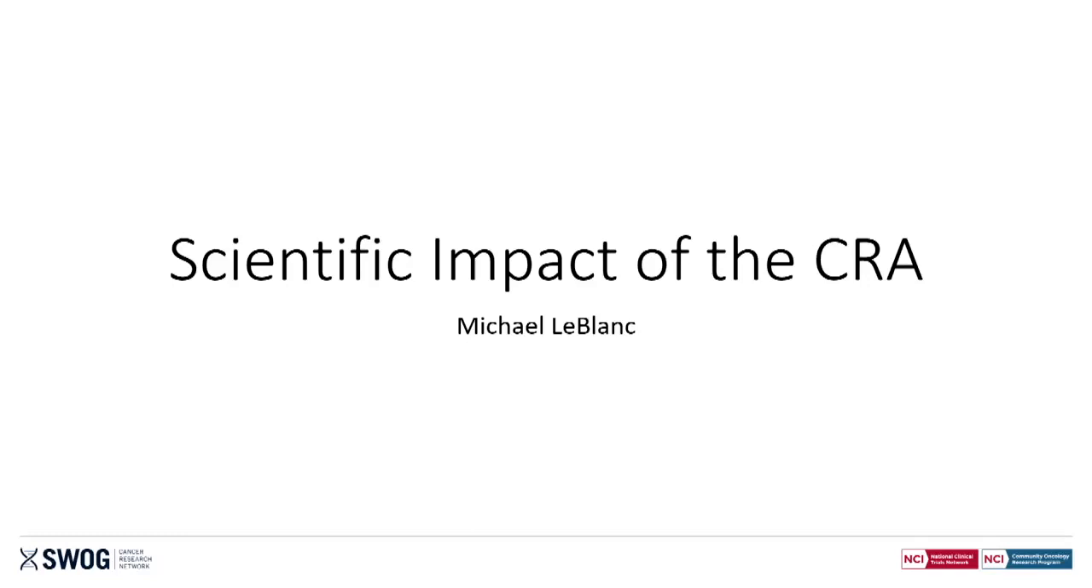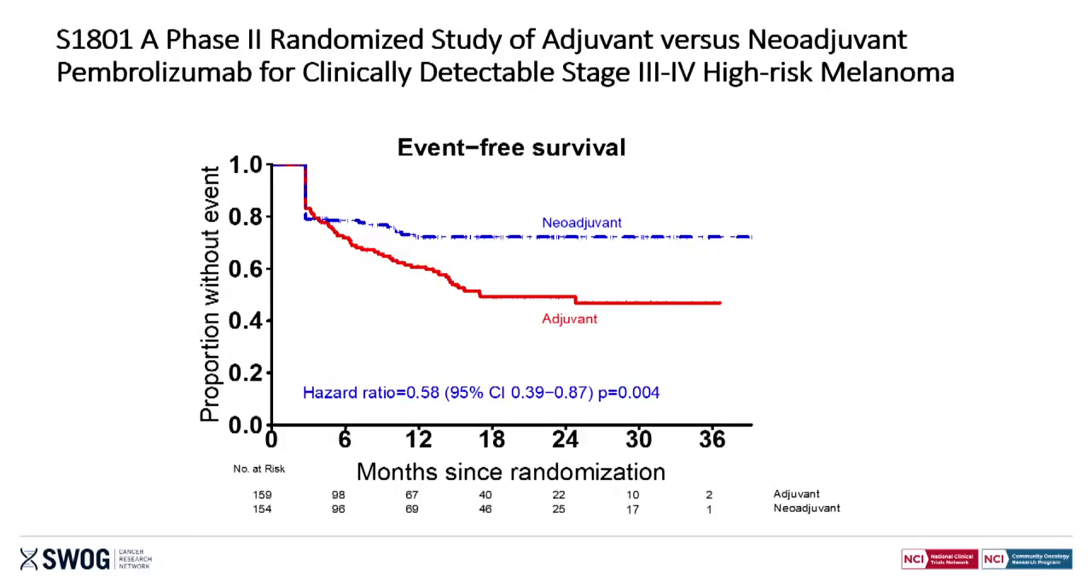As I said, I have too many slides, but I wanted to start off with a huge positive result coming out of SWOG in the last year. It was for high-risk melanoma, and it was neoadjuvant versus adjuvant chemotherapy. How many of you know what these two curves represent? Okay, some of you. These are Kaplan-Meier event-free survival curves.